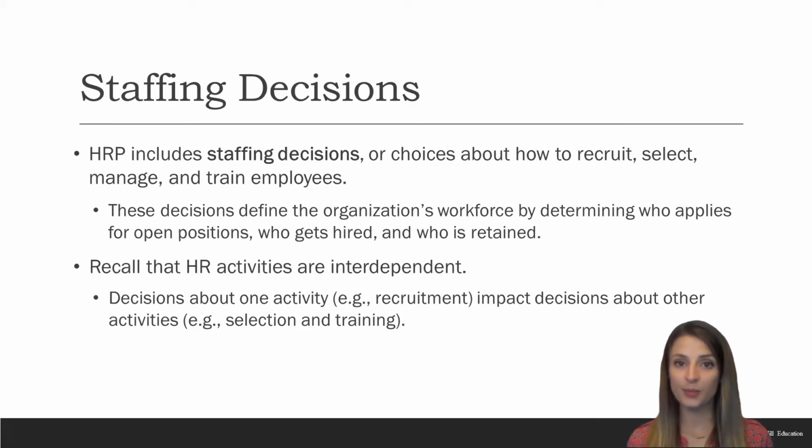The human resource planning process involves a variety of staffing decisions. These are the choices we make about who and how to recruit, select, manage, train, and terminate our employees. These decisions then determine an organization's workforce because these decisions determine who stays and who goes. Because HR activities are interdependent, the decisions we make about recruiting will impact the decisions we make about selection, about training, about compensation, and so on.